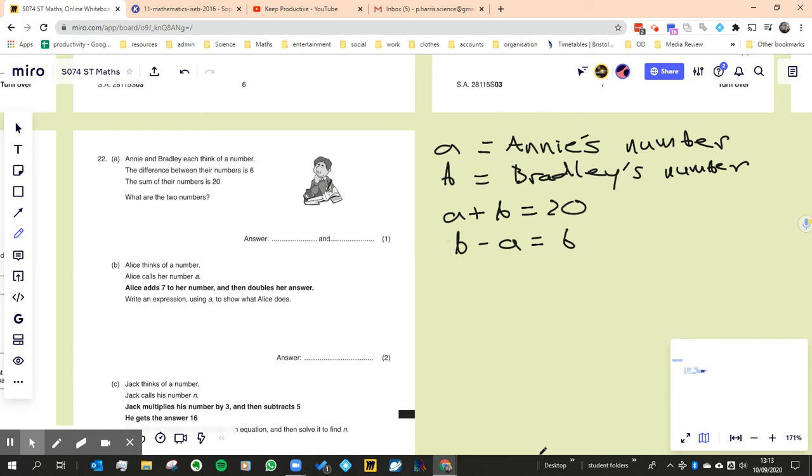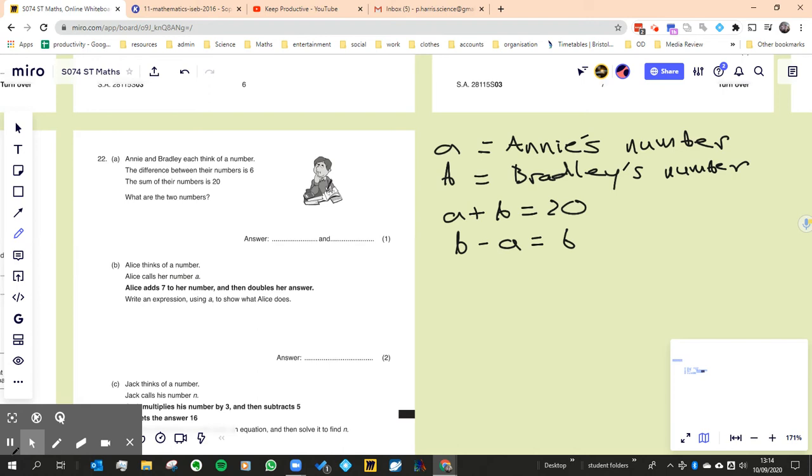Okay? How do you know which is which? That's a really good question. But luckily, if you look down here, it doesn't ask us to say which number is which. So it doesn't actually matter which one's Annie's and which one's Bradley's. We just know that they're two numbers. Maybe I could just say number 1 and number 2. So they're being nice to us in that way, because it just says answer something and something. So we don't know. So that's doing us a favor.